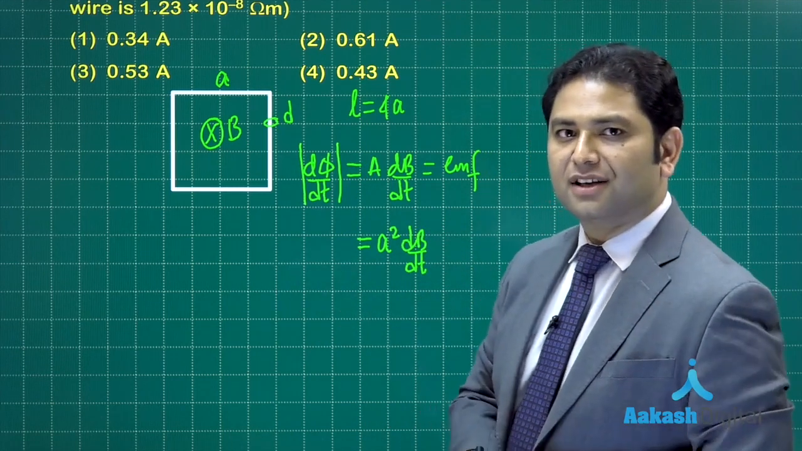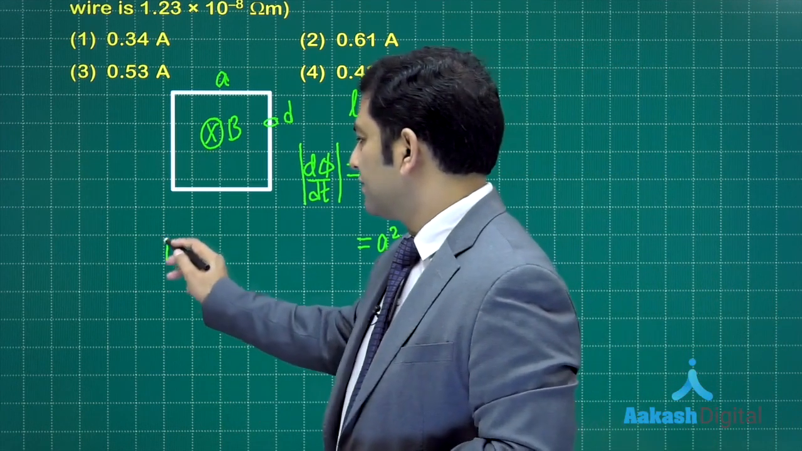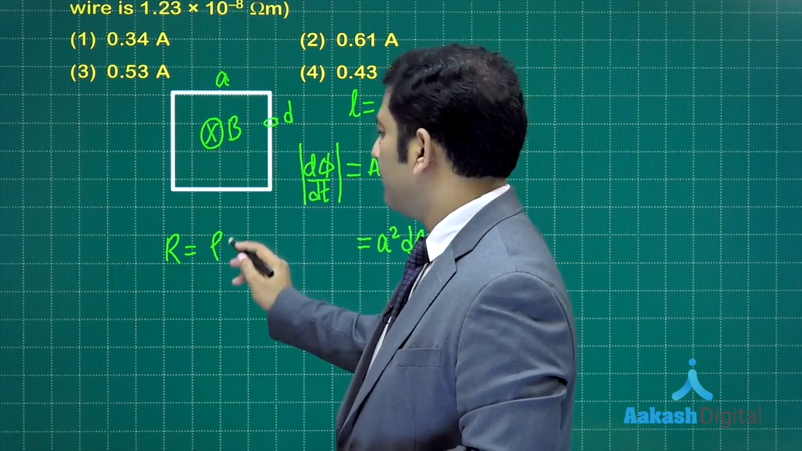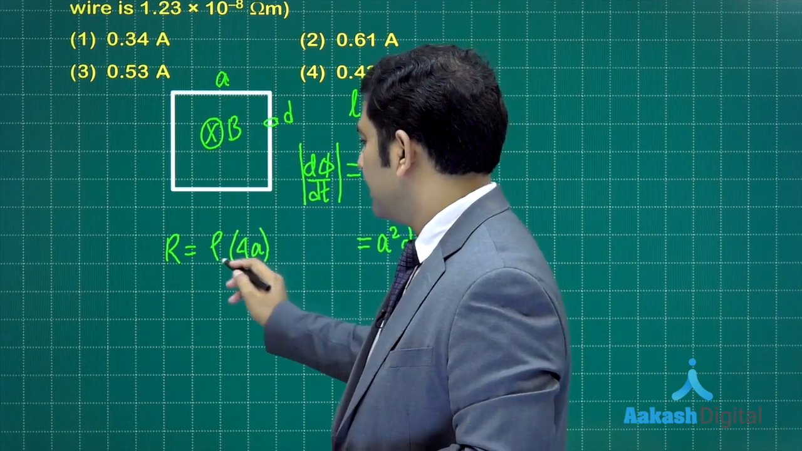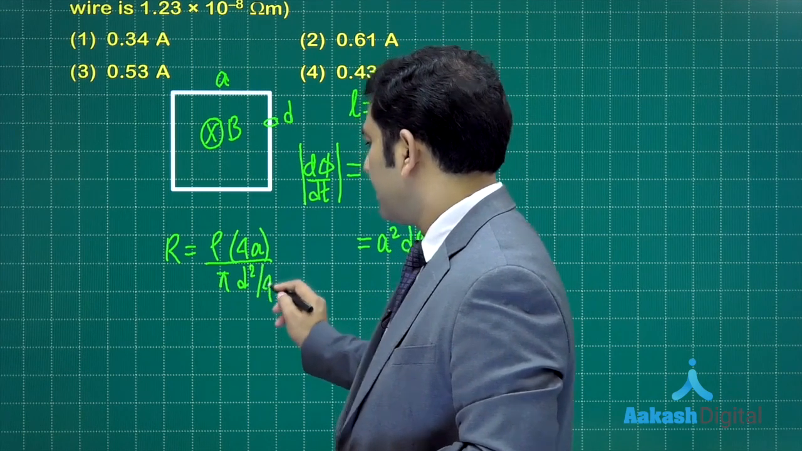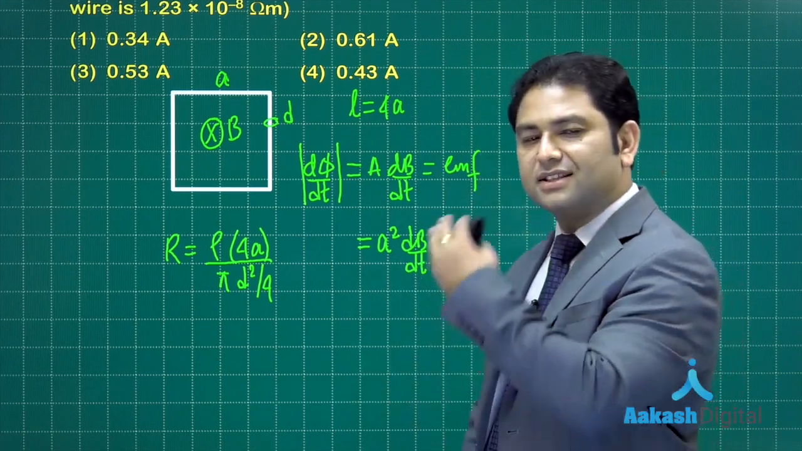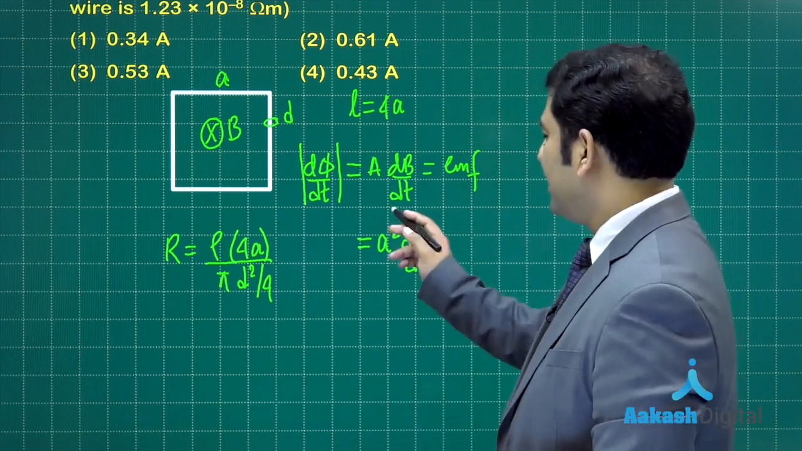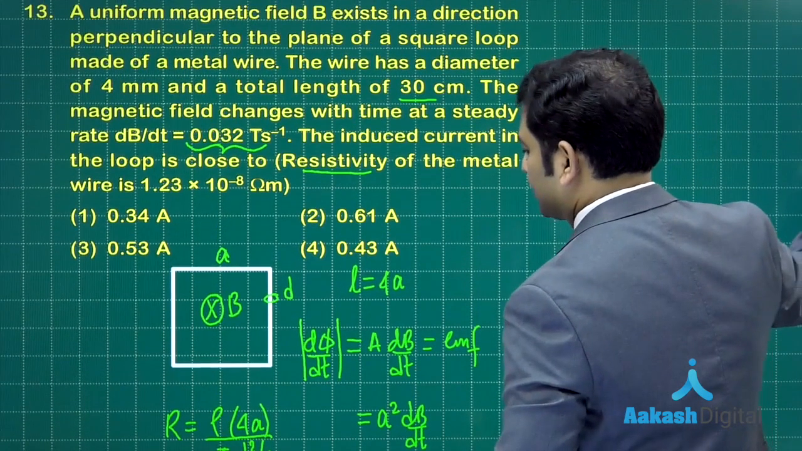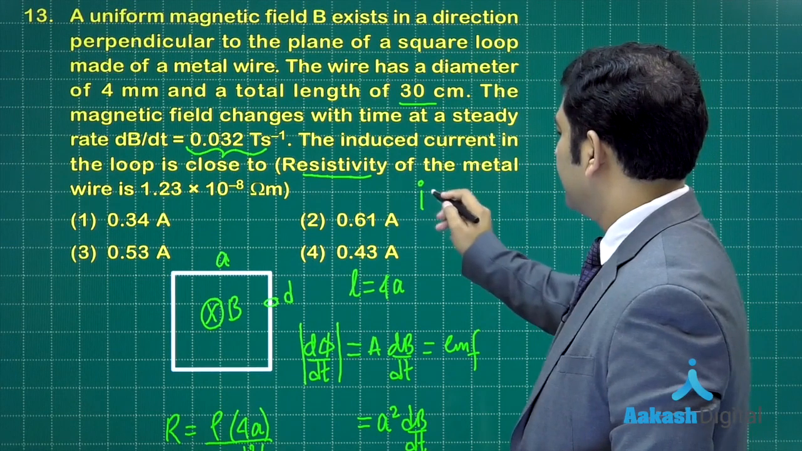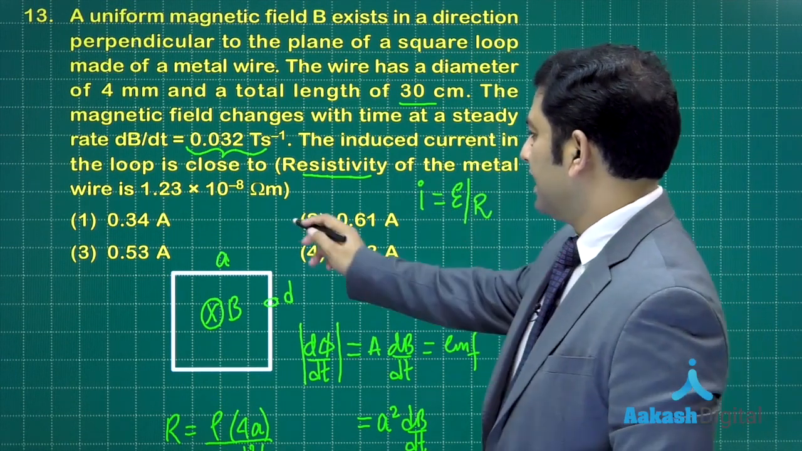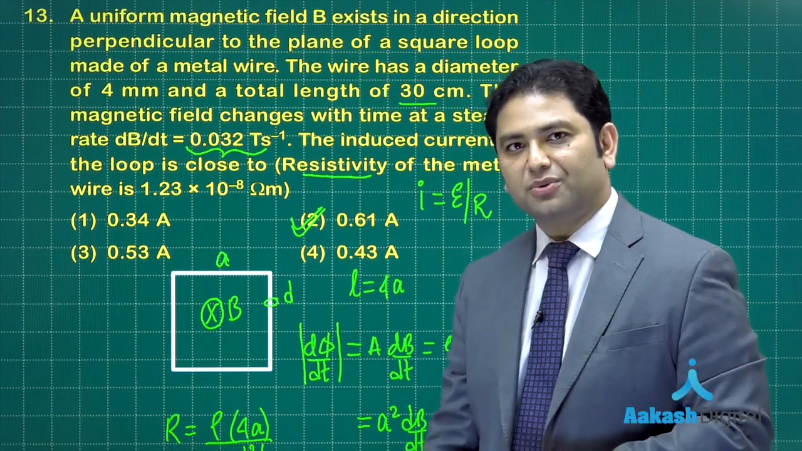That's the EMF. What about the resistance? The resistance of the wire is rho, and the length, which is L or 4A, whatever you wish to write, by the cross-section area, that will be πd²/4. That's the total resistance of the wire. All done. EMF is here, resistance is here. Yes, a little bit of patience would be required while computing that. So the current will be the EMF divided by resistance, and you would land up with option number 2.